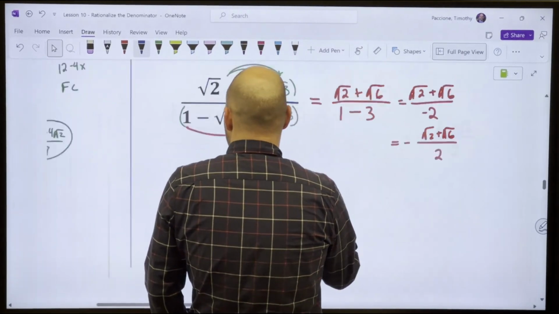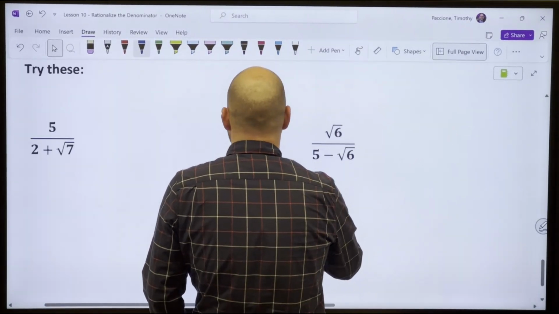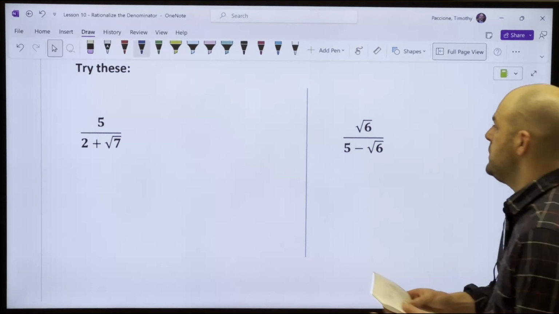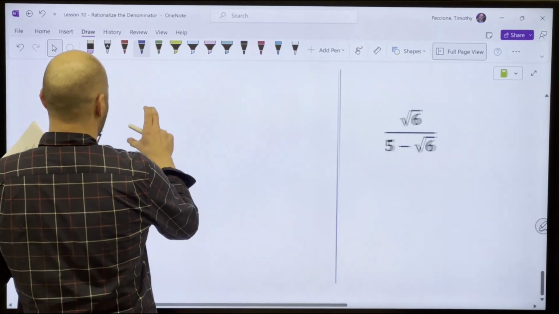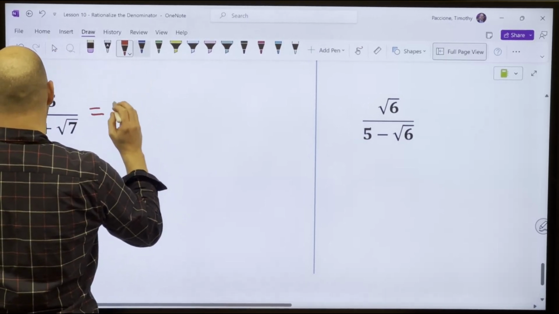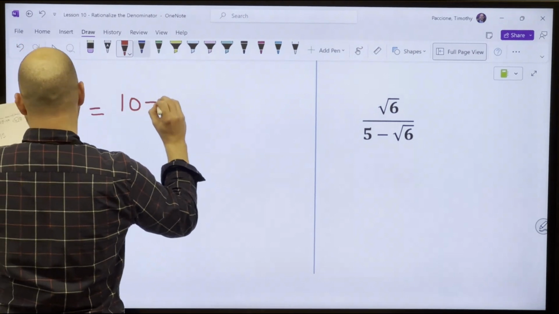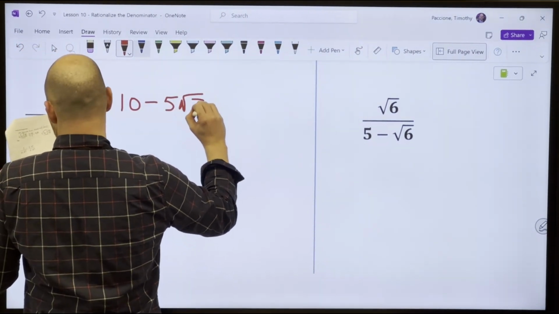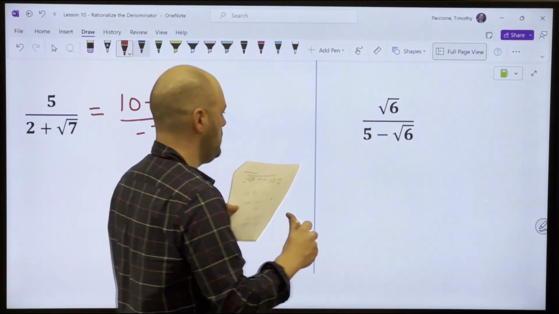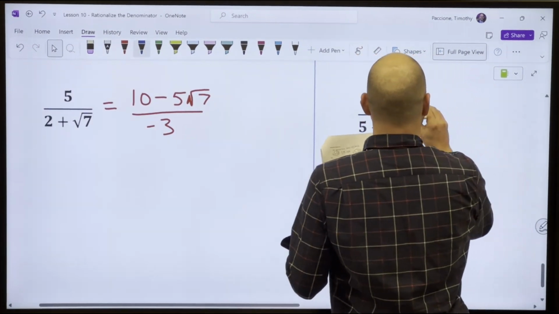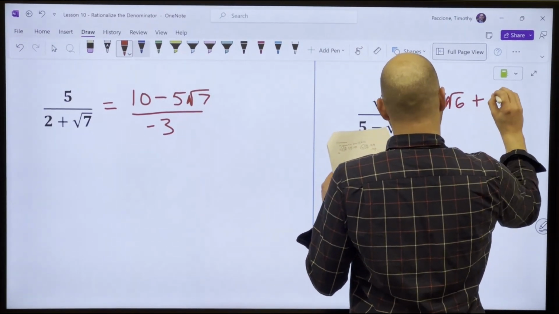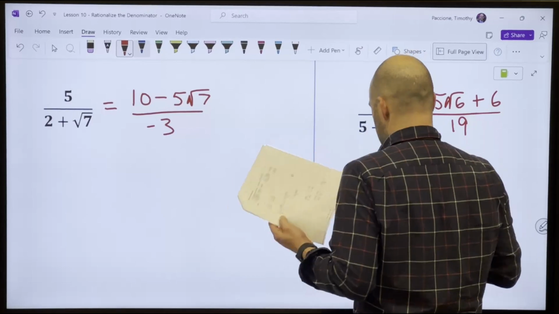All right. Go ahead and try these problems, and I'll hand out your homework and your review, and you're done. And then if you have questions, let me know. This one would be 10 minus 5 square root of 7 over negative 3. Or maybe if they moved it up top, it would be different. And this one would be 5 square root of 6 plus 6 over 19. Okay?